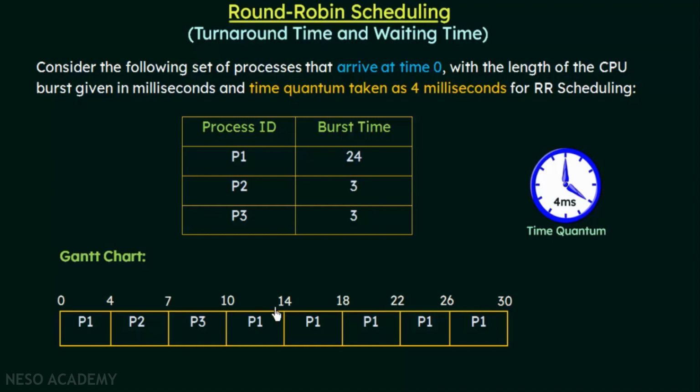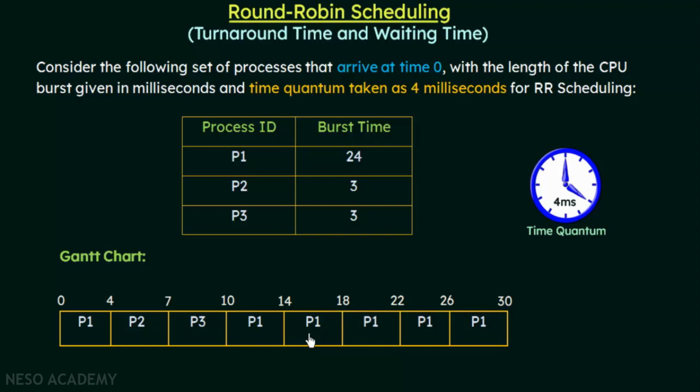So at the 14 millisecond, P1 will again be preempted, because that is the way round robin scheduling works. After the time quantum of 4 milliseconds, the currently executing process has to be preempted. But we see that there are no other process other than P1 in the queue. So it will be P1 being preempted and P1 itself being given the CPU in this case. So at the 14 millisecond, P1 gets preempted, and again P1 will be given the CPU because there are no other processes waiting in queue other than P1.